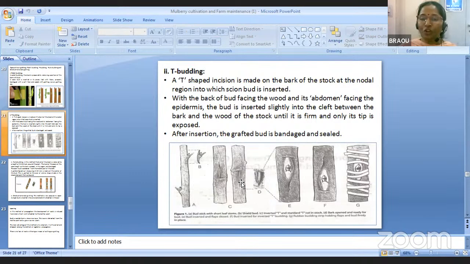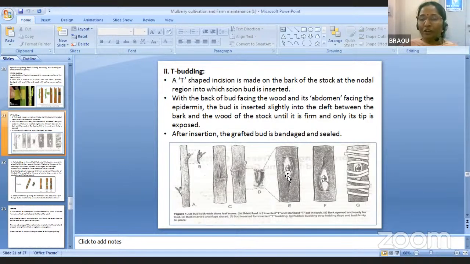In a T budding, the stalk is cut in the shape of a T over here. So you can see this is an inverted T. This is a straight T that you are going to take. And this is a small bud which is of your interest that you have cut. And you're going to add them into the stalk over there. So a T-shaped incision is made on the bark of the stalk at the nodal region into which a scion bud is going to be inserted.